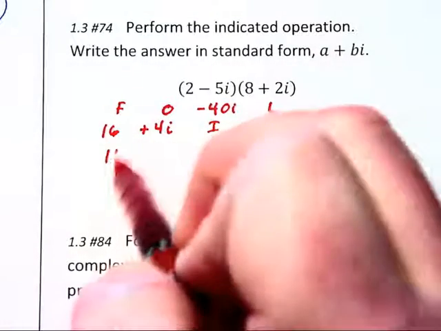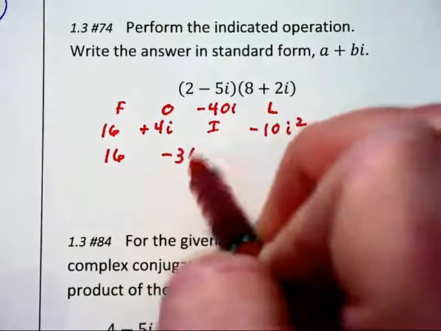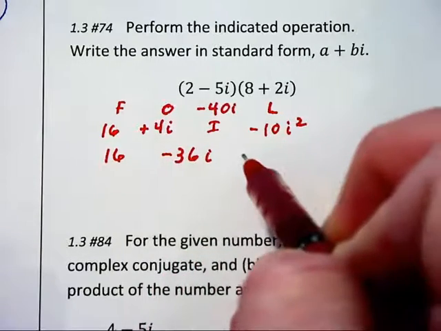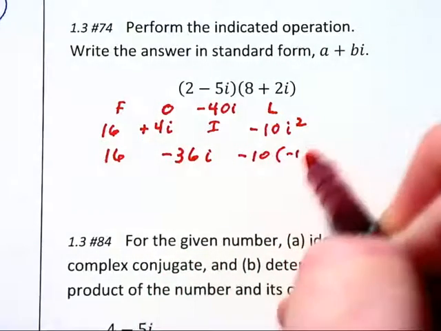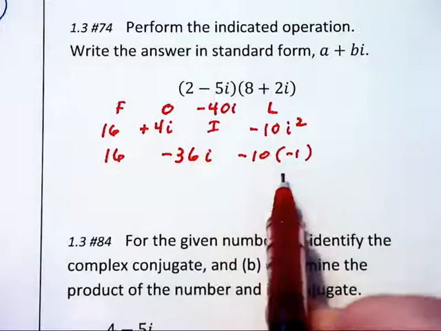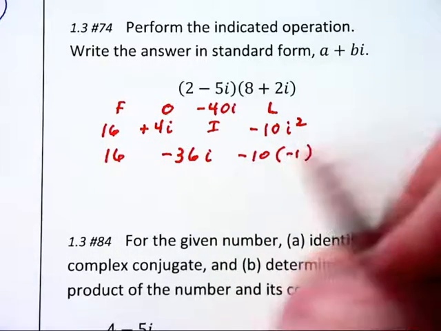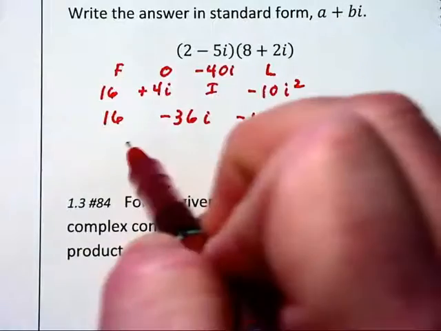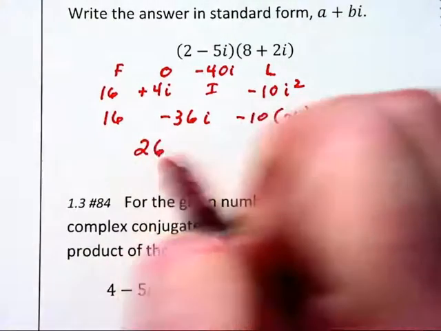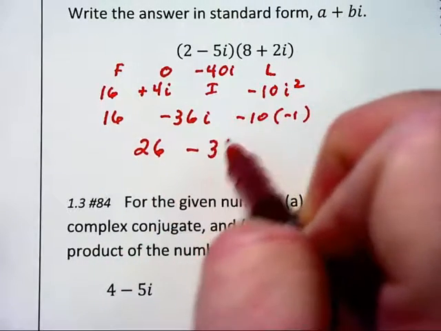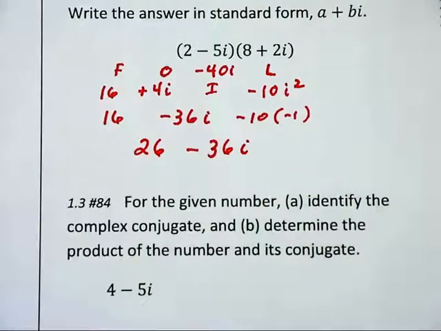That gives us 16 minus 36i minus 10 times negative 1. Negative times negative is positive, so this last term is plus 10, and I can rewrite this expression as 26 minus 36i, again in a plus bi form.